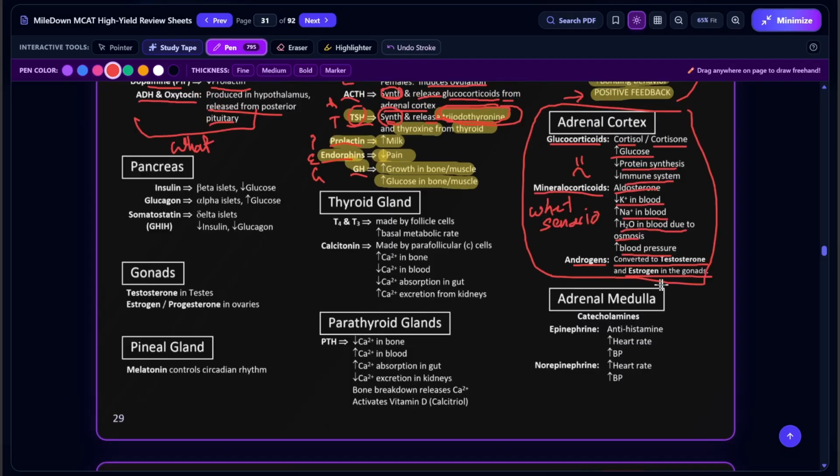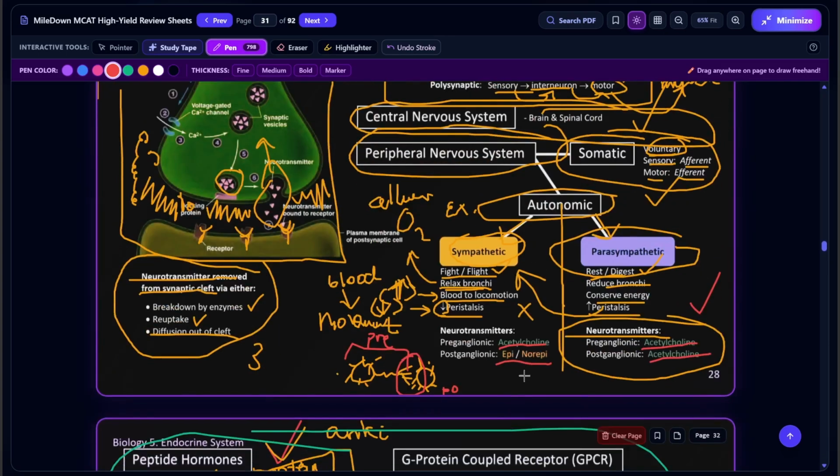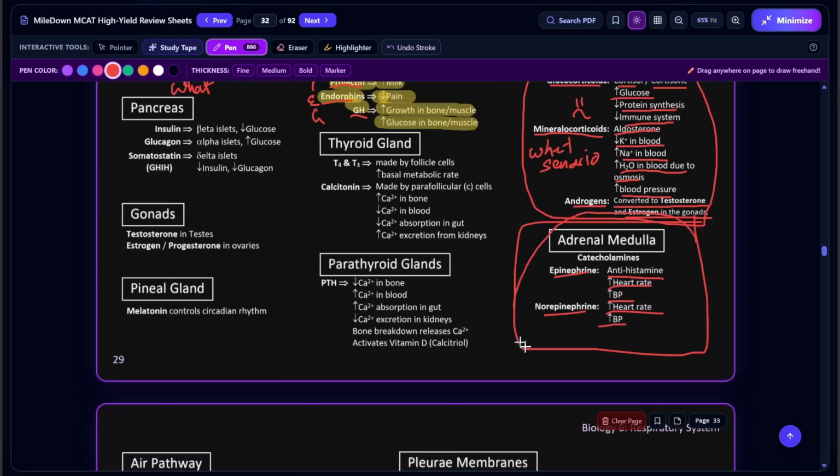Okay, and then let's go into your adrenal medulla, since we did talk about it, remember? That was releasing epinephrine and norepinephrine. Remember this part in the parasympathetic and sympathetic? This would be the sympathetic postganglionic epinephrine and norepinephrine release. So your adrenal medulla is releasing those catecholamines. Epinephrine increases your heart rate and blood pressure, and norepinephrine increases heart rate and blood pressure. These are your adrenaline hormones, fight or flight, right?